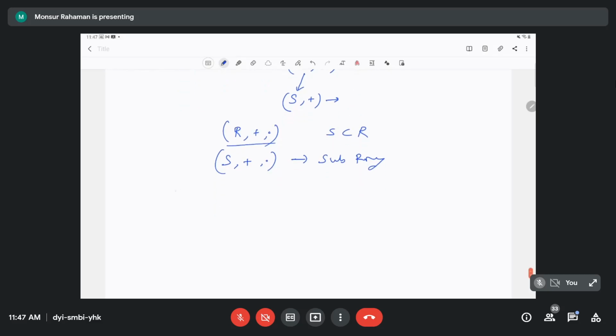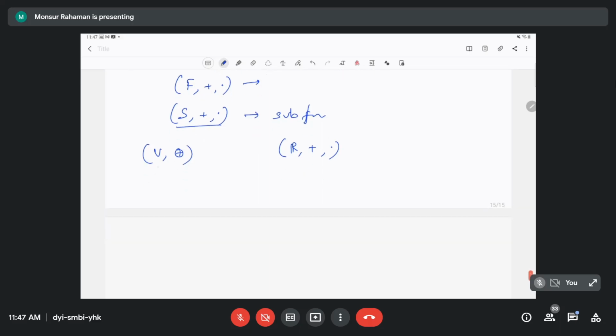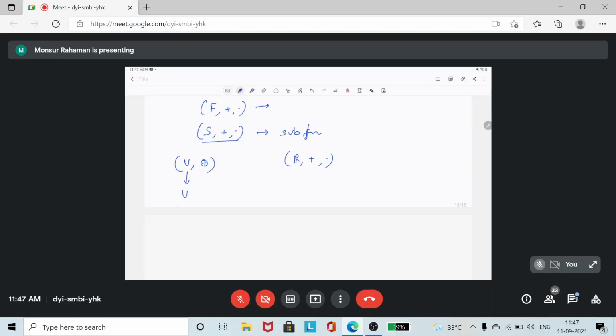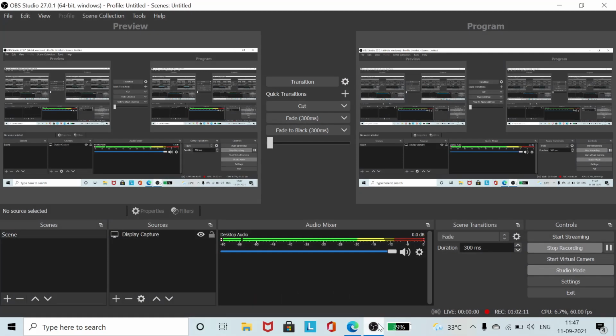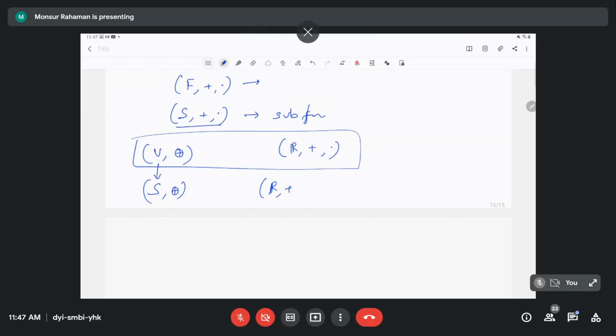And as (F, plus, dot) is a field, if we take S as a subset of F and it satisfies all those conditions of a field, then we call it a substructure. Now this structure is a field, so we call it a subfield. In the same way, (V, plus) is a vector space with respect to this field. Any subset S of this vector space, if it satisfies all those conditions as before, we call it a subspace, a sub vector space actually. A sub vector space is nothing but a subspace.